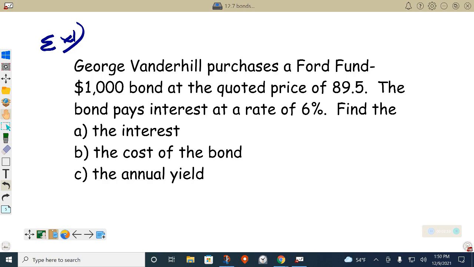So this would be an example of a corporate bond. Ford wants to raise some money, so it's issuing bonds. And it allows investors like you and I to play the bank. We're going to lend them the money. They're going to pay us back with interest.